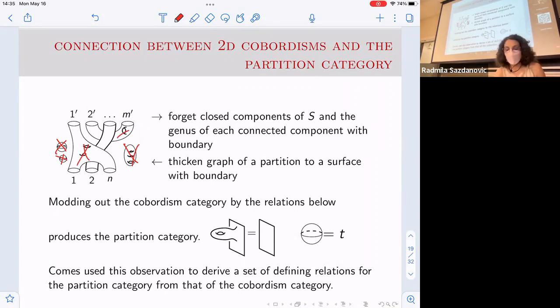And then I basically look at the boundary of what's left. And again, if I have the partition, I'm just going to take in the graph. So what Comb figured out is that if you mod out the cobordism category by relations that get rid of the handles and evaluate the circle at T, which is our chosen element, you basically get the partition category.